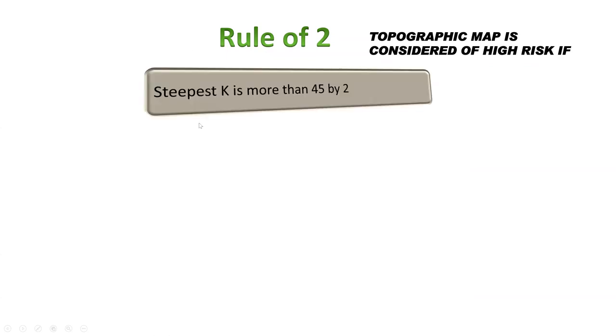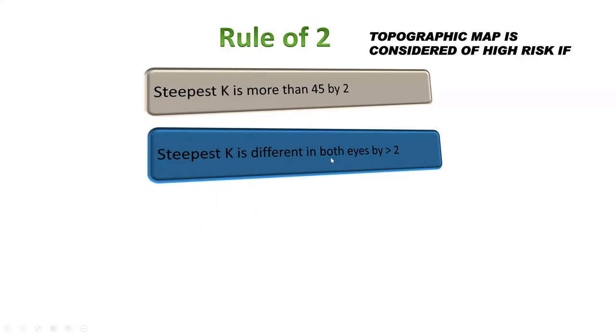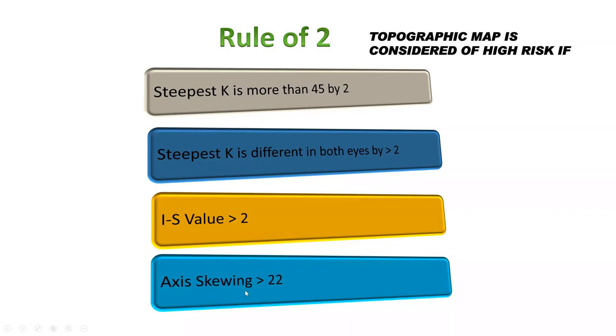So to summarize, the topographic map is considered suspicious if there is a rule of two. First of all, the steepest decay reading is more than 45. The steepest decay reading is different in both eyes by 2, so one eye is like 47 and the other is 44. So the Kmax is different between both eyes by more than 2. Inferior minus superior value more than 2. Axis skewing is more than 20. Okay, so remember this rule of 2 in the sagittal curvature map.